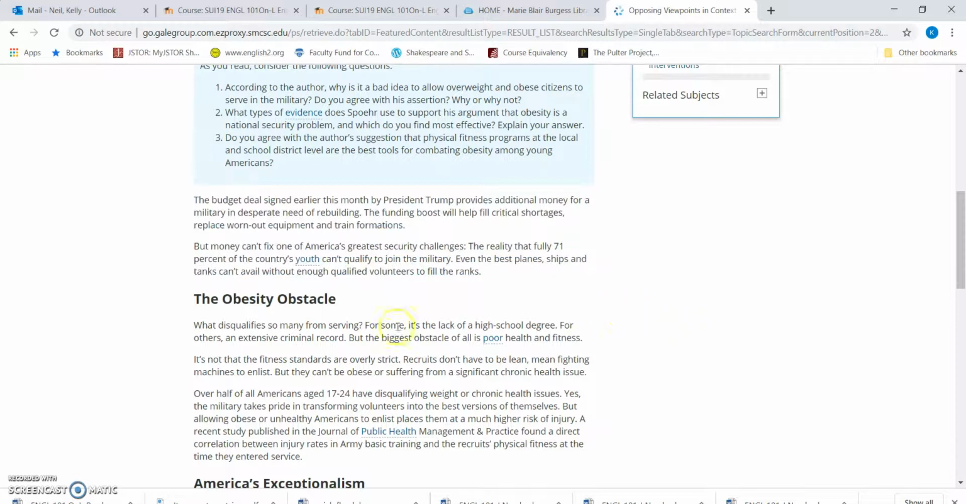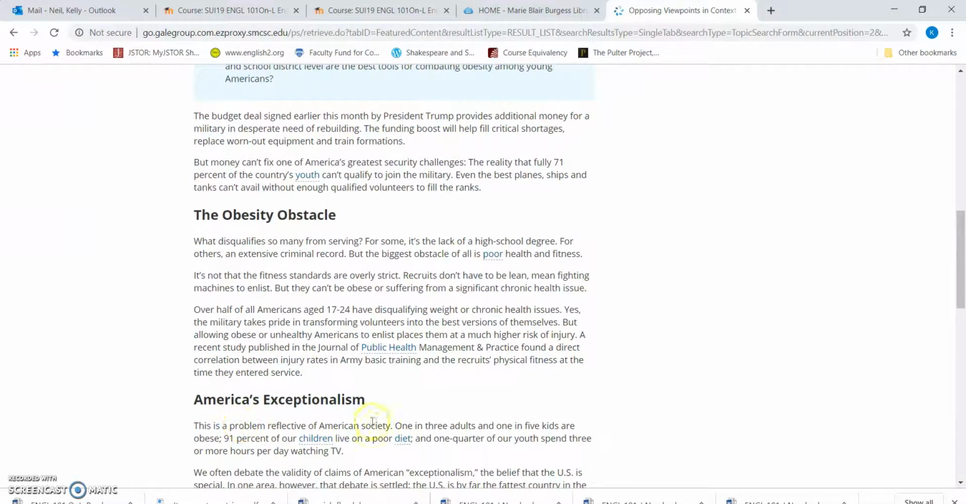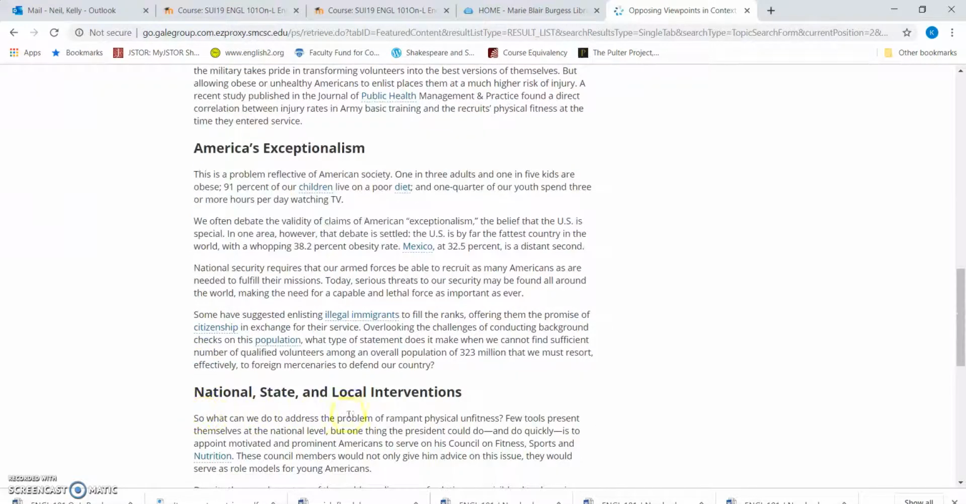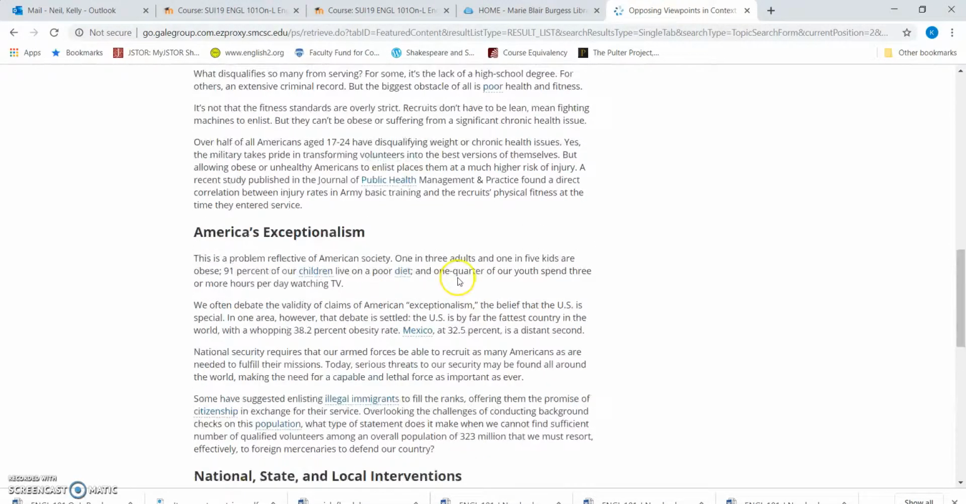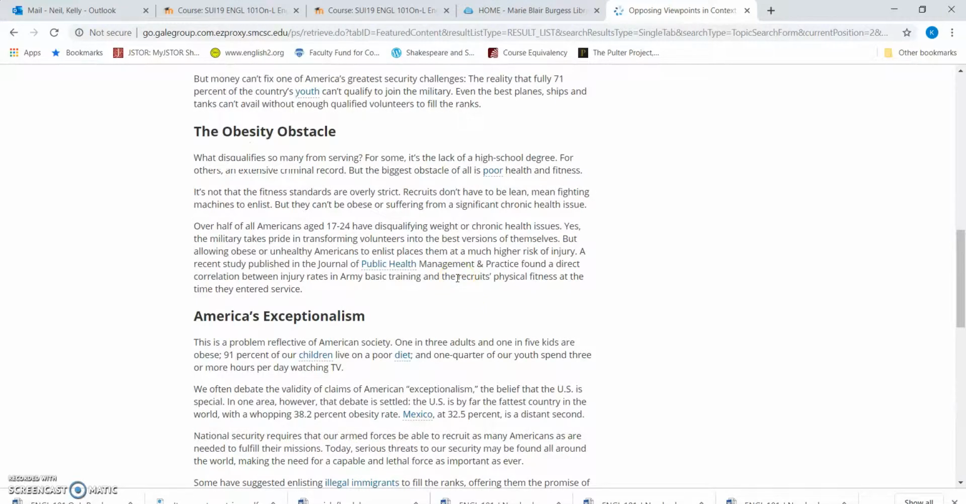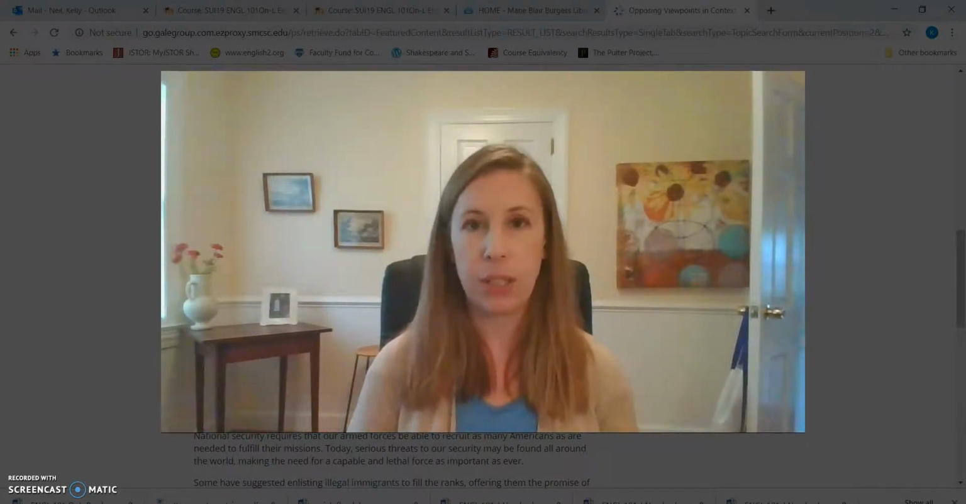The next thing that I look at after the introduction are subtitles, or the titles of sections. So the obesity obstacle, America's exceptionalism, national, state, and local interventions. So if I can connect these 3 concepts together, these subtitles, that's probably one way for me to structure my summary. Okay, so that was all step 1. Step 1 is all about skimming, just to get an overview very, very broadly of what the article is about. Title, author, who the author is, the introduction, and then subtitles. Okay, so that's step 1.